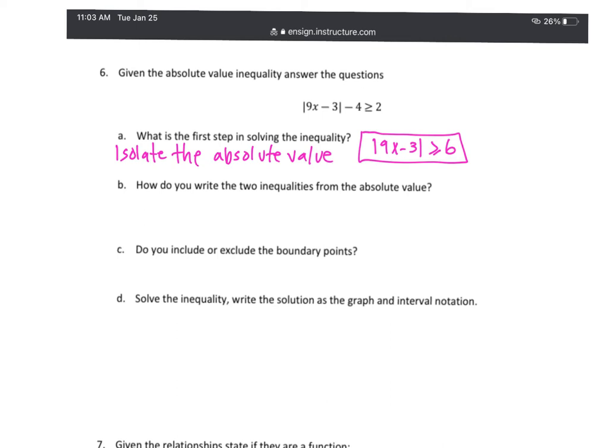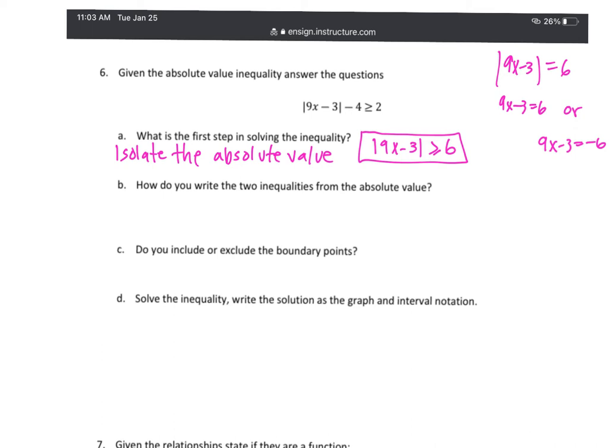So we know that if this were 9x minus 3 equals 6, then 9x minus 3 would equal positive 6, or 9x minus 3 would equal negative 6. If this were an equals, those would be the two equations we would solve, and then we could solve them and we're done.